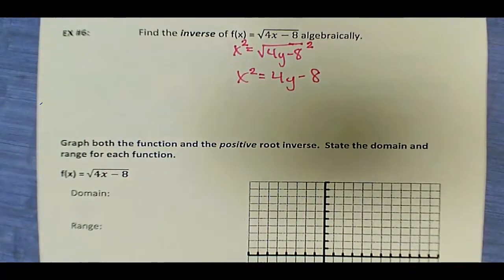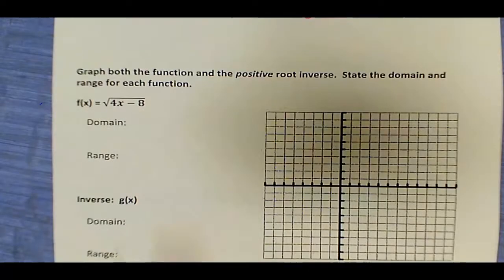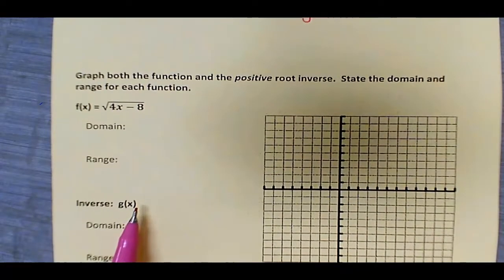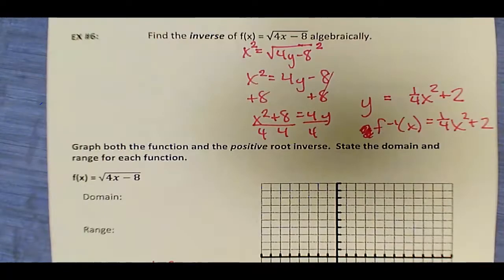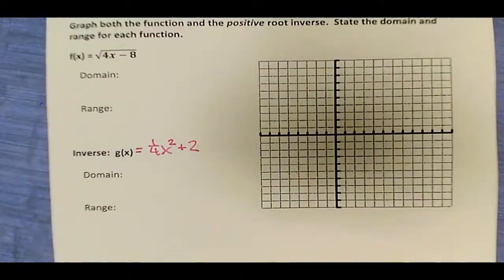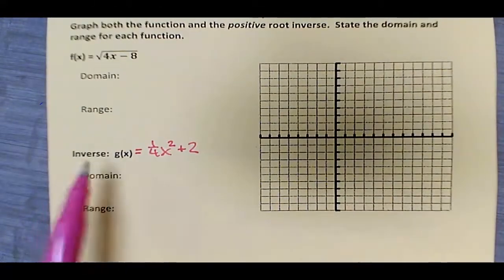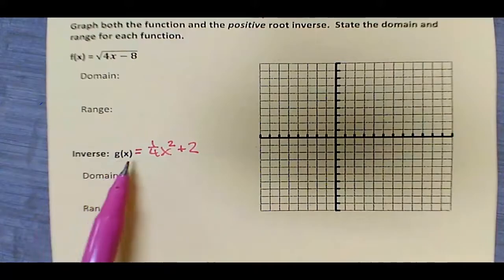I'm going to give you a moment to finish solving for y. And once you finish solving for y, go ahead and write the inverse down here as well. Pause your video, solve for y. You should have moved the 8. You should have divided by 4. You end up with an inverse function of 1/4 x squared plus 2. So where the inverse of the function is, I've got g of x equals 1/4 x squared plus 2.